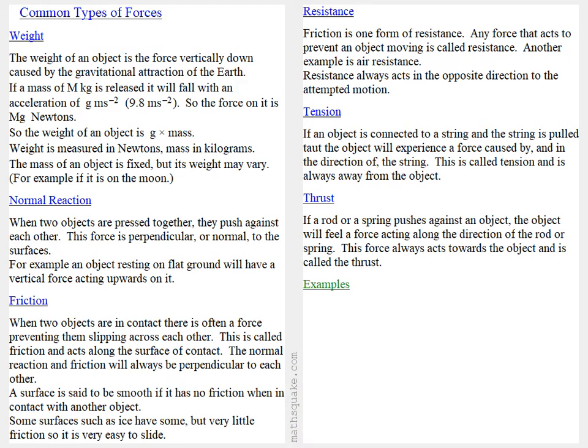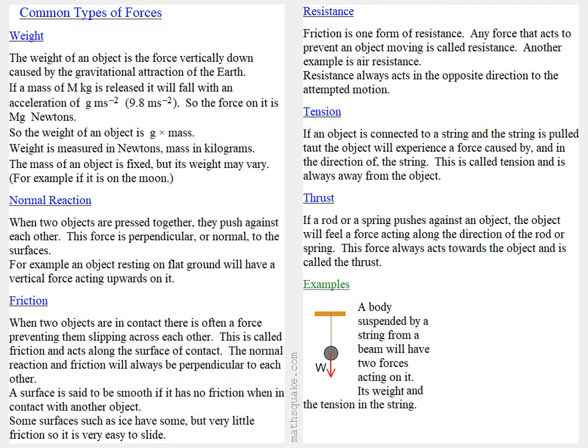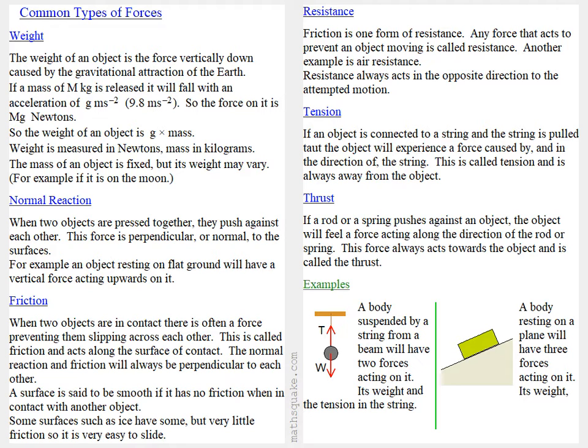Let's look at a couple of examples. A body suspended by a string from a beam will have two forces acting on it, its weight and the tension in the string. A body resting on a plane will have three forces acting on it, its weight, the normal reaction, and friction.